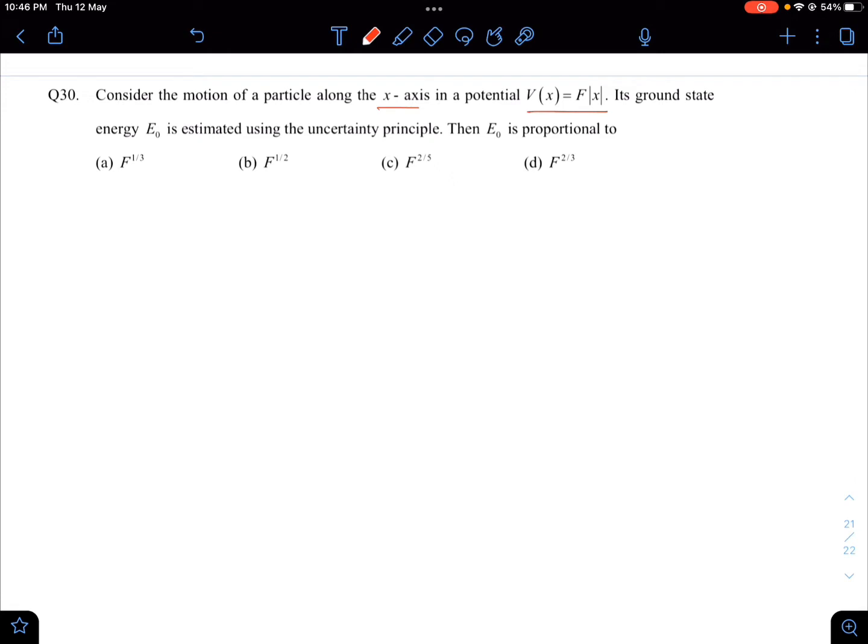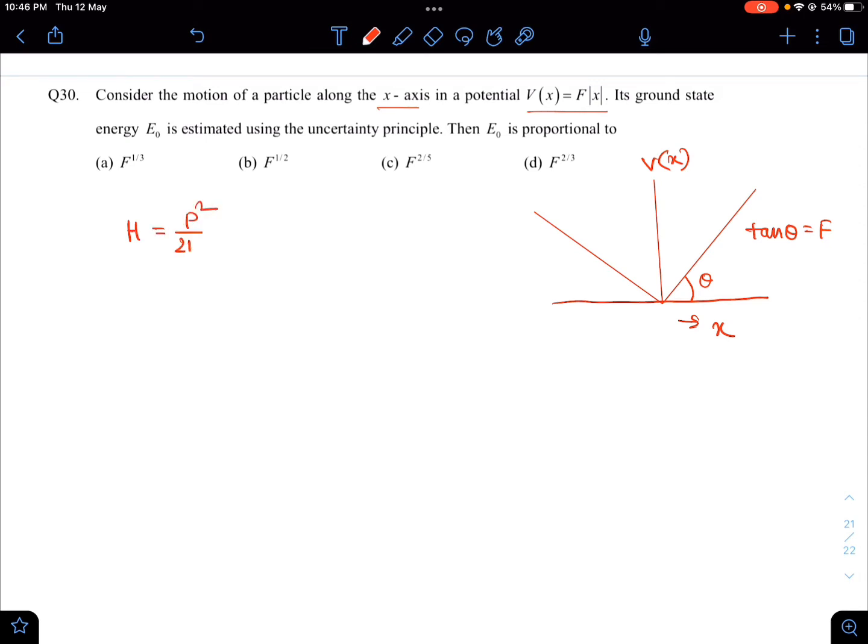If we draw the potential, what will be its shape? It will be like this. So this is the form of the potential. This is V of x as a function of x, and if this angle is theta, then tan theta will be F. This is the form of the potential in graphical form.